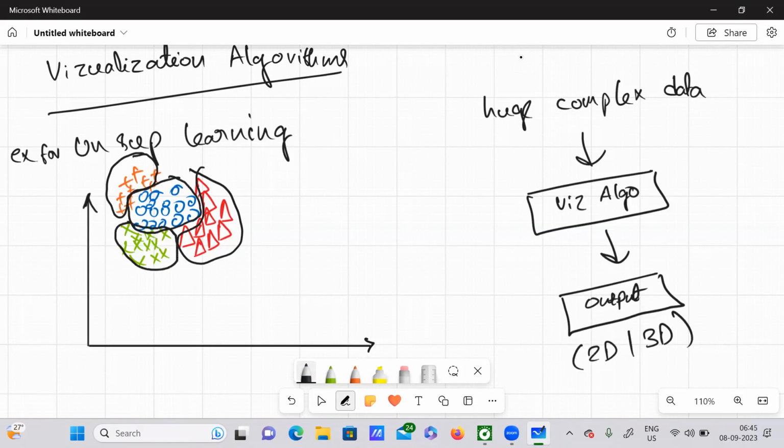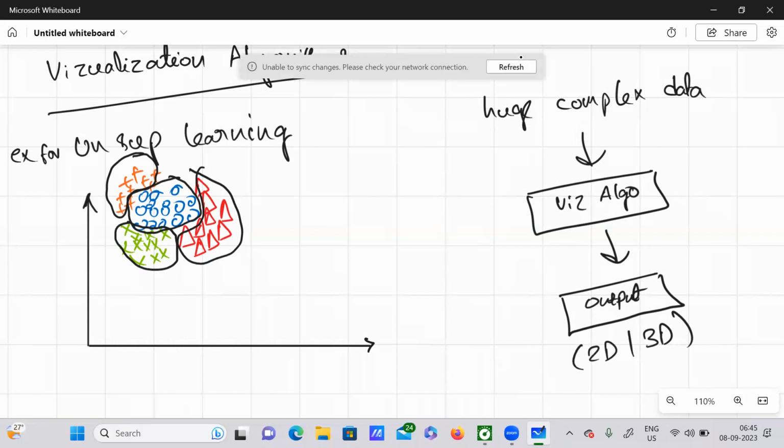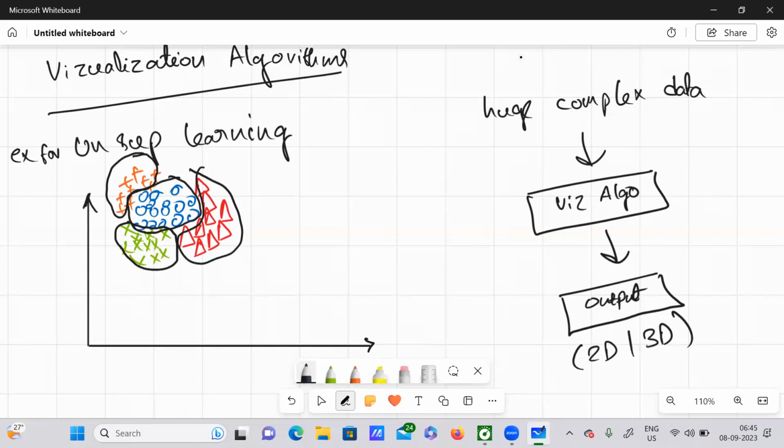So our visualization algorithm usually separates all the clusters here and makes sure that they are not overlapped in the visualization space. Then only can we understand how this data is organized and identify unusual patterns. Why? Because if the data has been merged, then you won't understand anything. If the data is well separated, then we can easily understand how it is organized and the patterns involved in it.